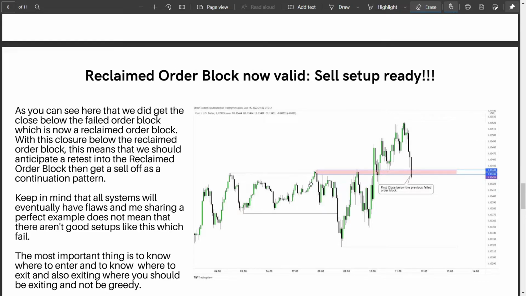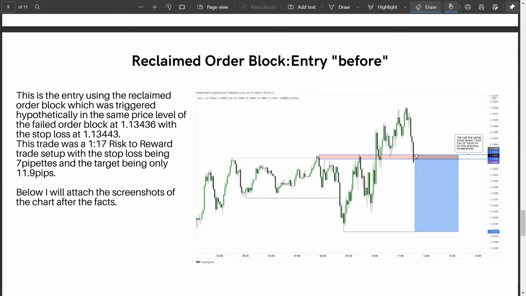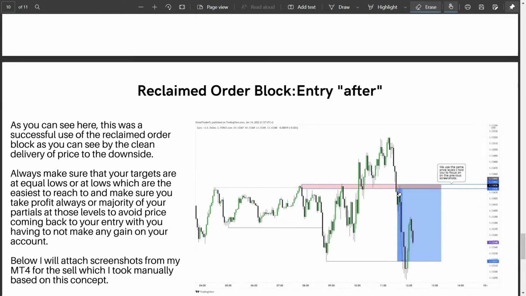So we saw the close below. This is when we start looking for sells. Whenever we see any move which trades within the zone, that's when we start looking for sells. And you can see this candle came into the zone, and then we got a clean pullback, and then we got a sell-off, right?